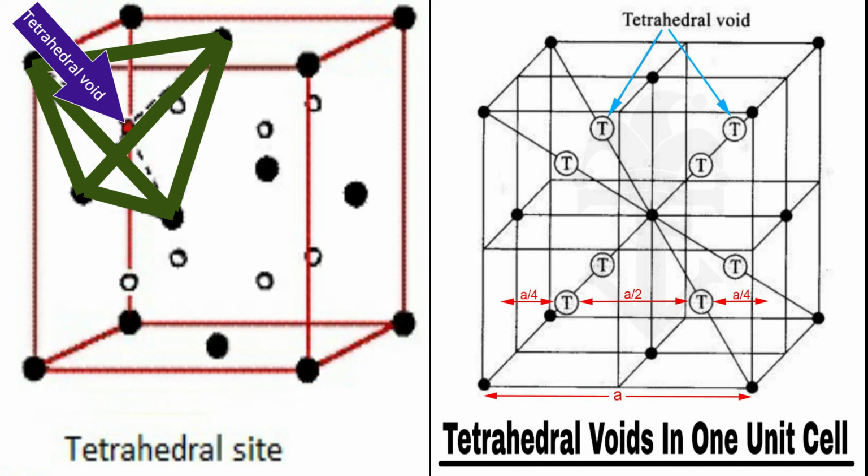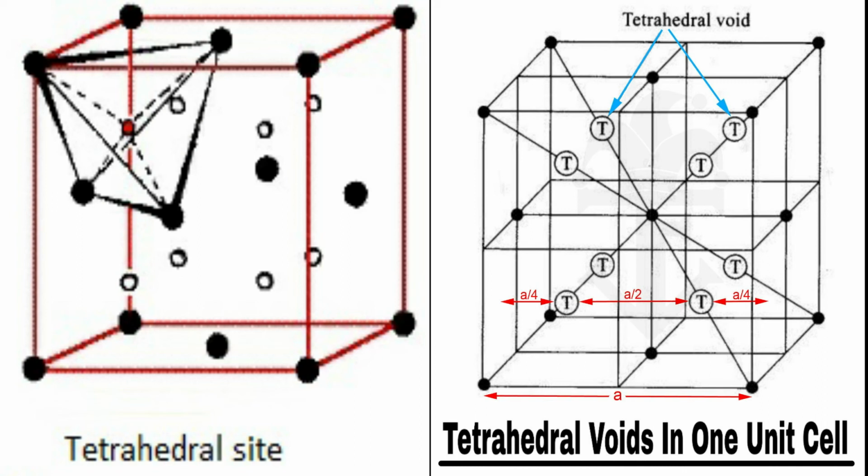Now how many such gaps are there? Before that, what is the quality of that gap? Is this gap within the cube, within the unit cell, or at the edge, or at the corner, or at the center of the face? No, it is within the cube. So what is the contribution of the cube to that gap? Complete contribution. If any atom is present in that gap, it will completely belong to the cube. It is one site, called a tetrahedral site or tetrahedral void.